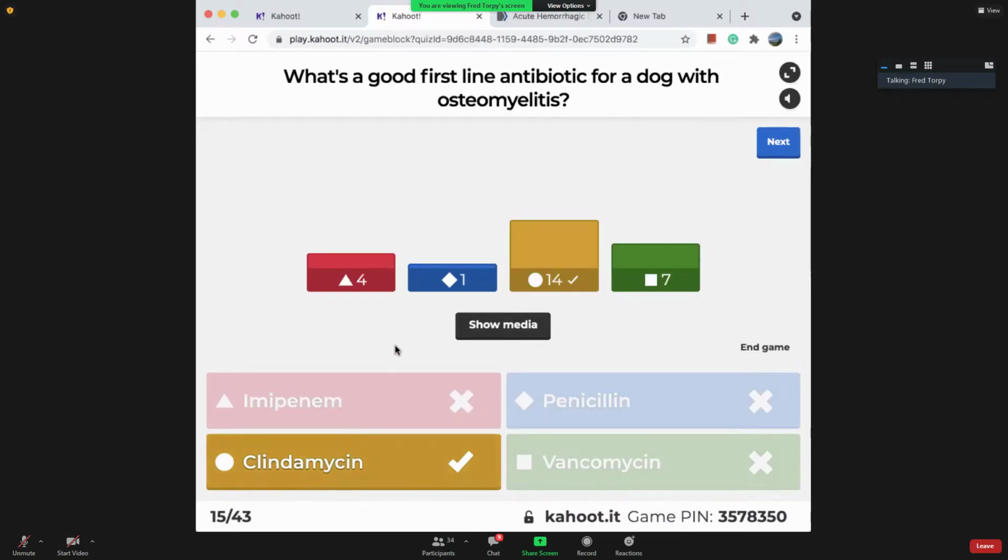We put a dog on clindamycin the other week in clinics because it had a coccidial organism that had a risk of encysting in its muscles and stuff. And we needed really good penetration.